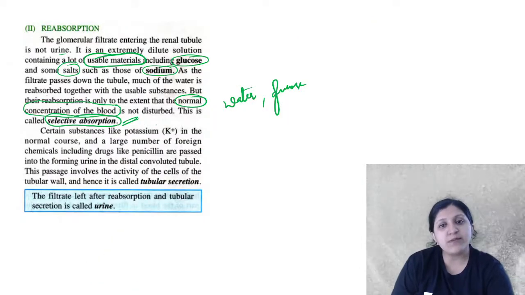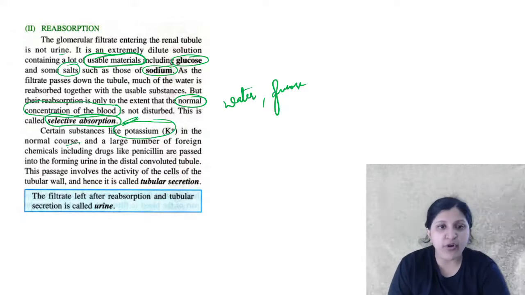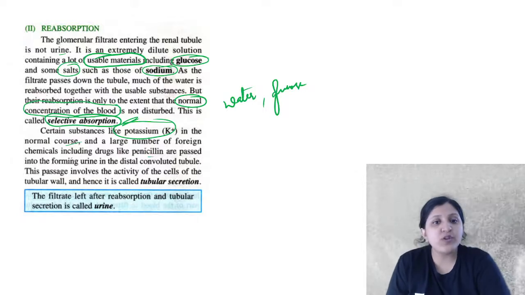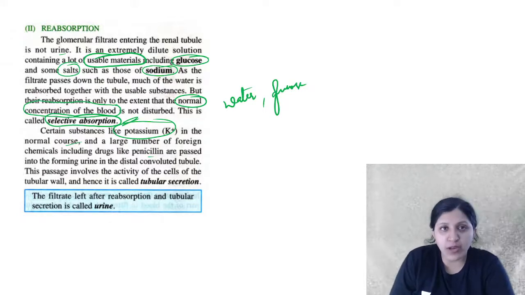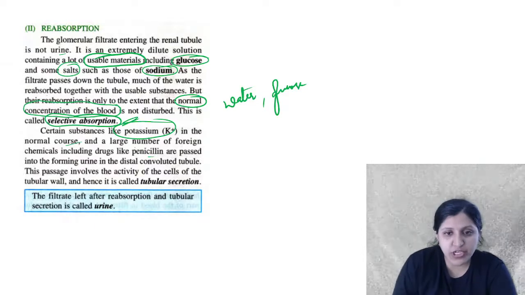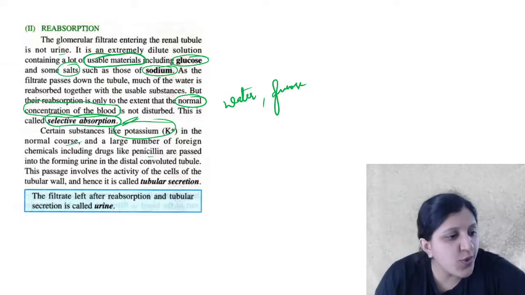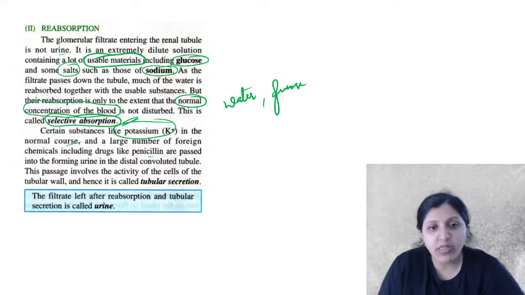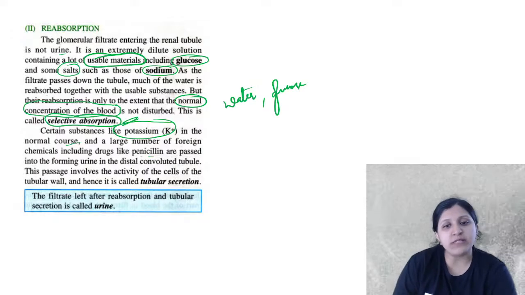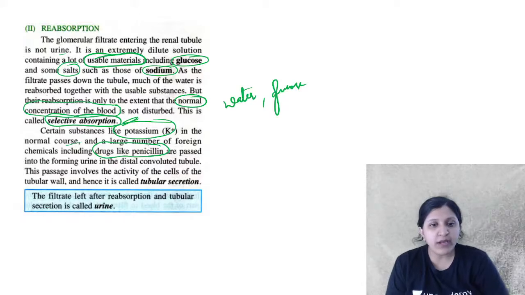Then there are certain substances like potassium in the normal course, or a large number of foreign chemicals, or drugs like penicillin, which are passed into the forming urine. We discussed tubular secretion also. Let's say you are consuming a medication. Under those conditions also, your DCT will be secreting the drugs into the forming urine.